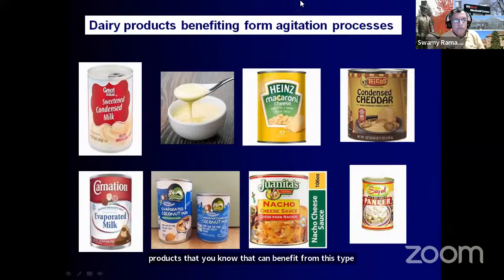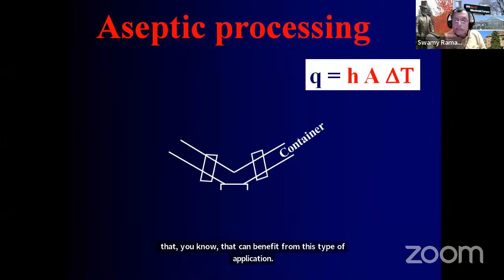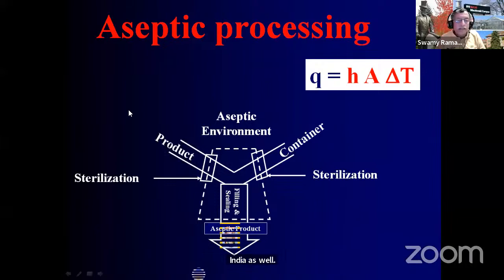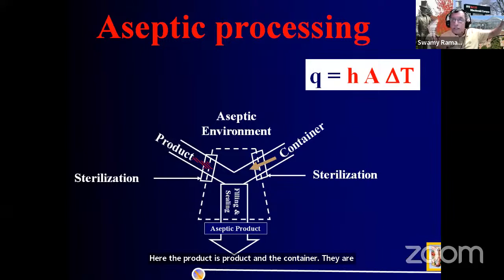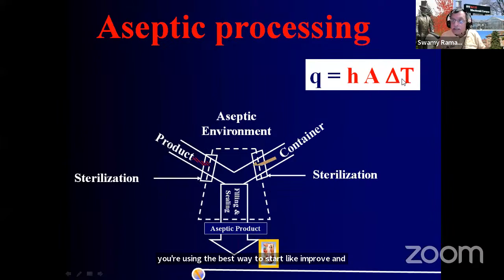The third one, which is very important, is aseptic processing, especially for liquid product. Here, the product and the container are sterilized separately, not inside the cooker, not inside the retort. The product is sterilized using a heat exchanger, exposing the product to a very high temperature for a short time. So product quality is very high because you're using the best way to sterilize: improvement in heat transfer coefficient, increase in surface area, increase in delta T. So all these contribute to a very high rate of heat transfer, therefore excellent quality retention.